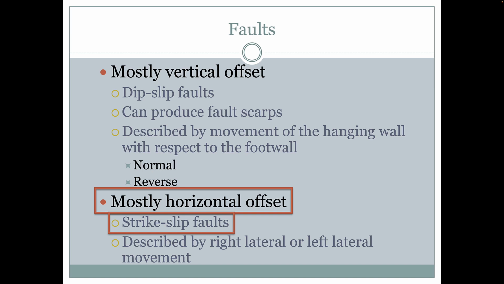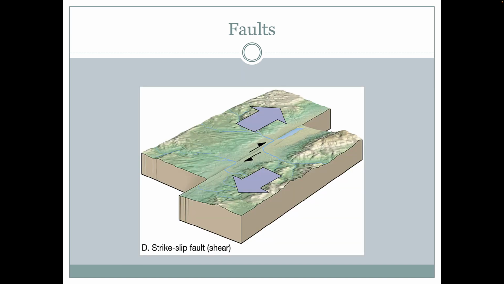The way that we describe the movement on these faults is no longer by hanging wall or footwall, but we describe the movement as either right lateral or left lateral. And I'll show you what that means in the coming slides. So this would be an example of a strike-slip fault. There's motion in different, opposite directions on either side of the fault, and the two sides of the fault are being pulled or pushed in opposite directions here.